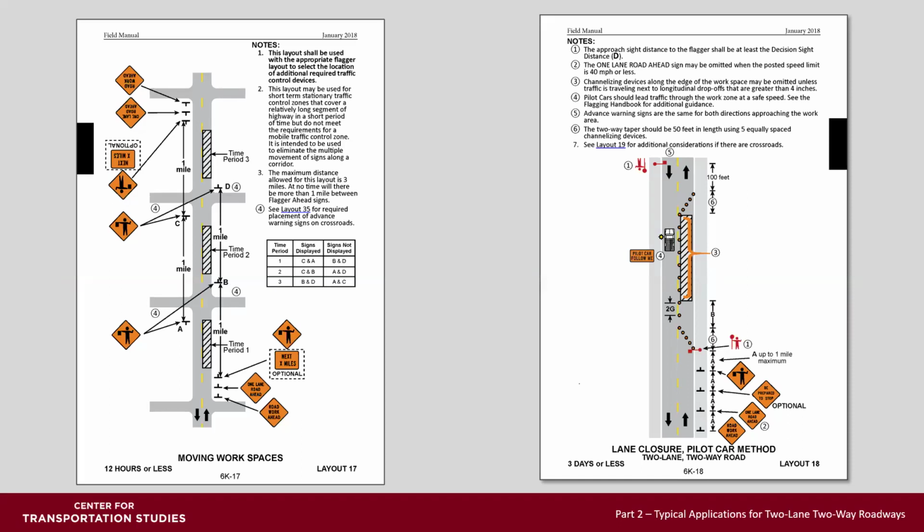Layout 17 was developed to make it a little bit easier to have advanced warning signs with a moving operation. So you will notice this is 12 hours or less to conduct this work. And workers don't have to reset all of the signs as they advance down the roadway. They can put them out ahead of time and set them up and move them as they move down the roadway. Use of this layout allows the work to cover 3 miles before the advanced warning signs need to be relocated.